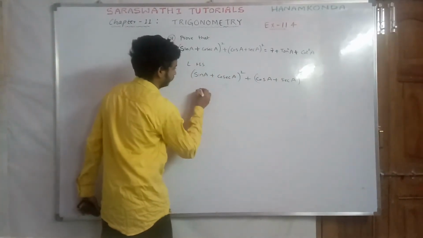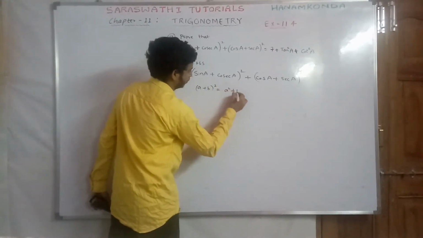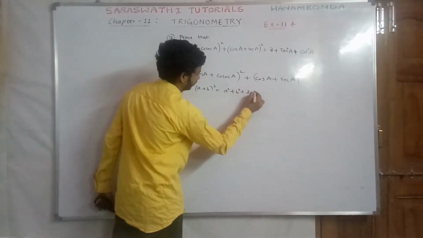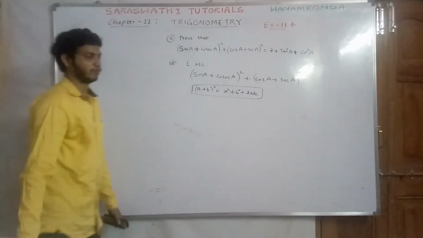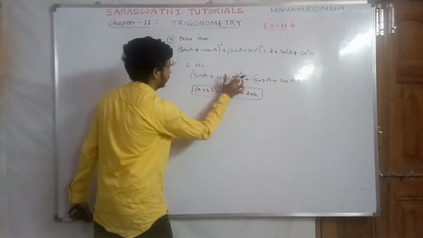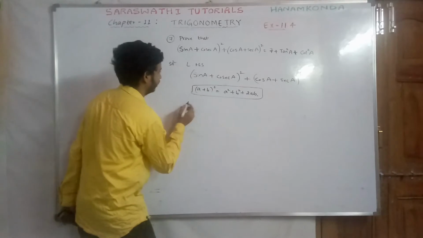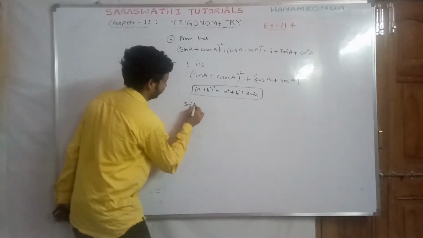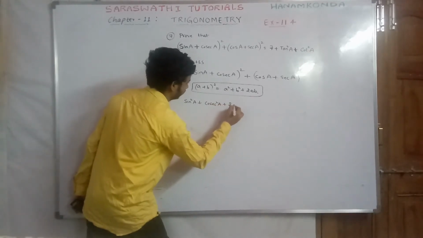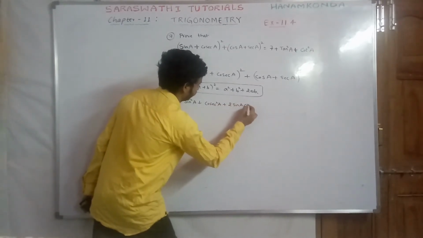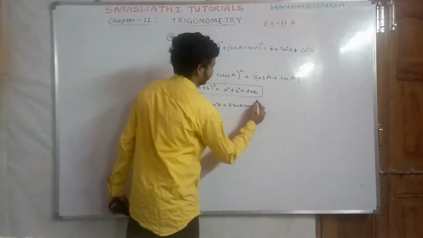We know that the formula for (a + b)² is a² + b² + 2ab. Okay, so this is the (a + b)² formula. So here (sin a + cosec a)², that means sin a is the a term and cosec a is the b term. So a² + b², that means sin² a + cosec² a, plus 2ab, that means 2 sin a cosec a. Okay, so plus.